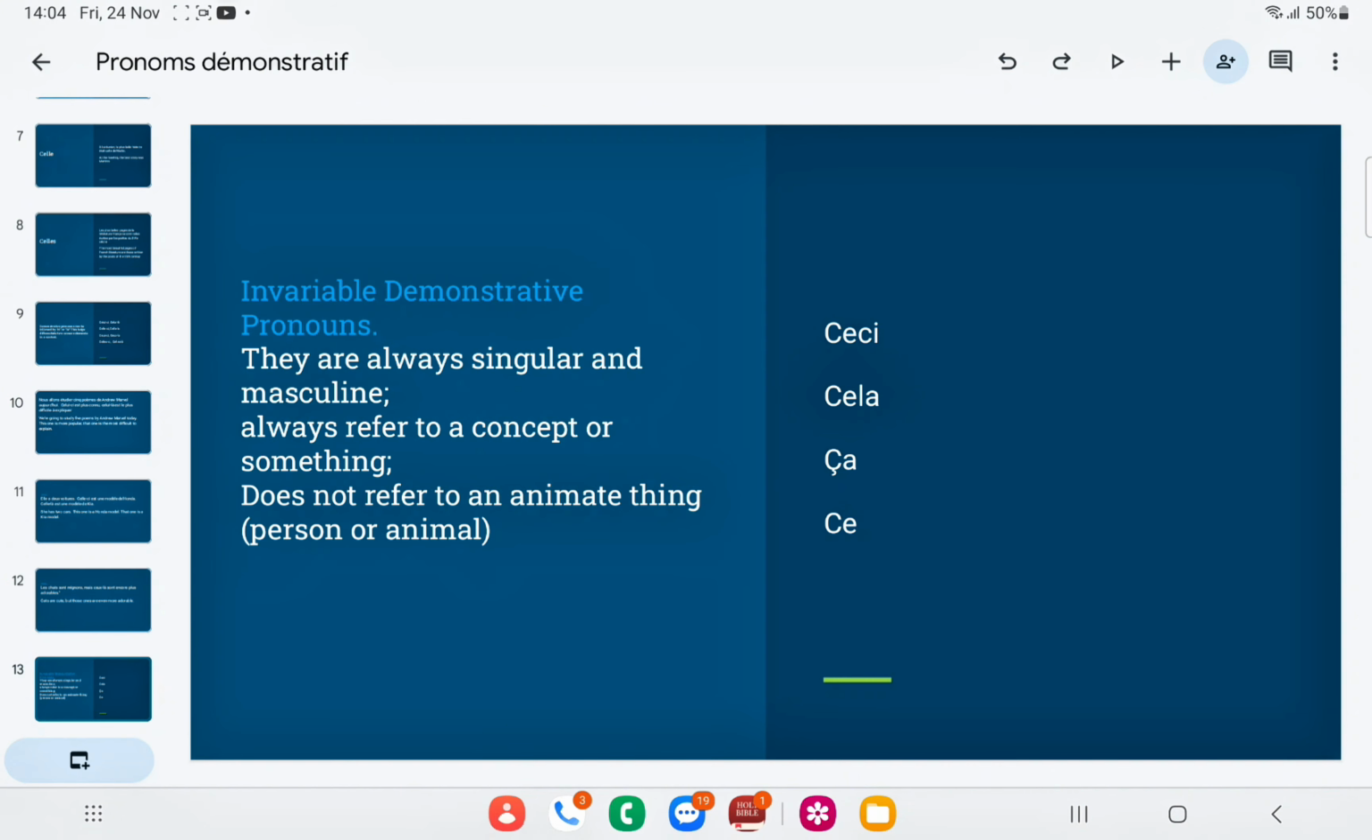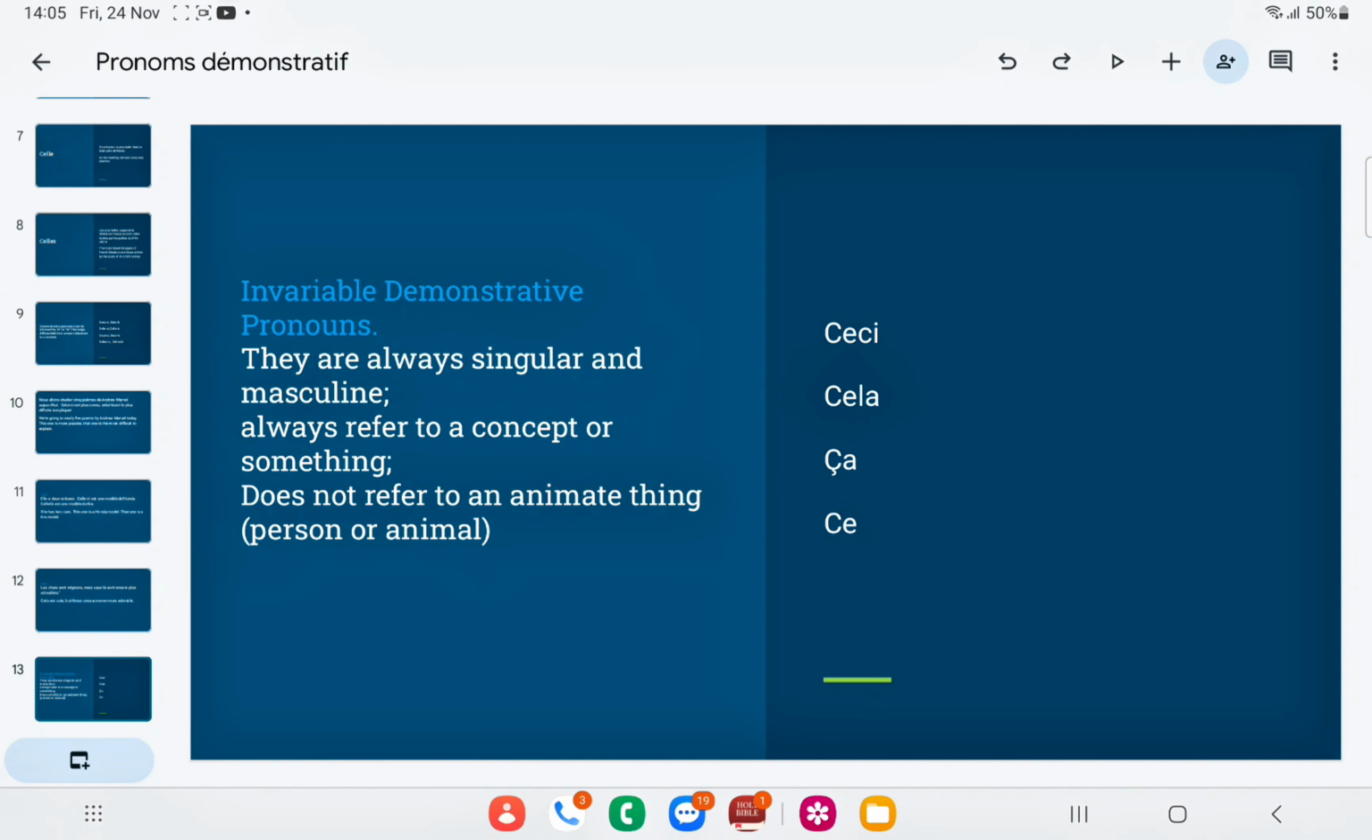So invariable demonstrative pronouns are always singular and they're always masculine. They always refer to a concept or something. They do not refer to animate things, person or animal. The variable demonstrative pronouns can refer to people, they can refer to animals, living things. That's not the case with invariable demonstrative pronouns.